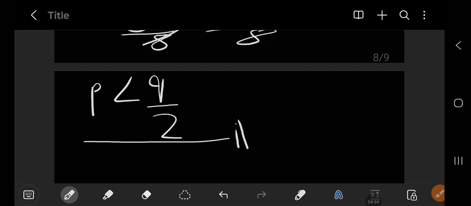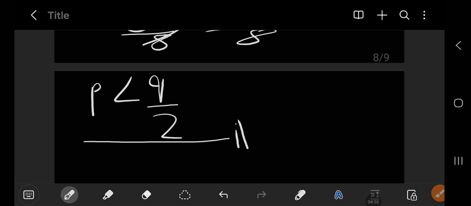You can always check by leaving it like this: p is less than that value, for which the roots would be non-real. So any value that's less than that must give an output that would be negative, right? So yeah, I hope it makes sense.